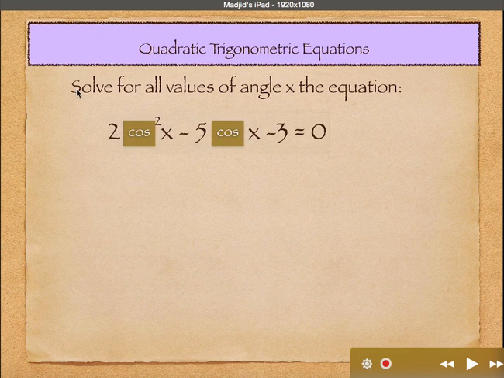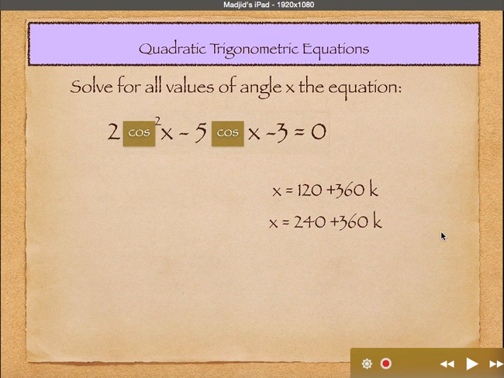Now, try this. Solve for all values of angle x, the equation 2 cosine squared x minus 5 cosine x minus 3 equals 0. I advise you to pause this video, solve it, and come back to check your solution. Okay, welcome back. You get one of your solutions, 120 plus 360k, and the other one is 240 plus 360k, and k is an integer.